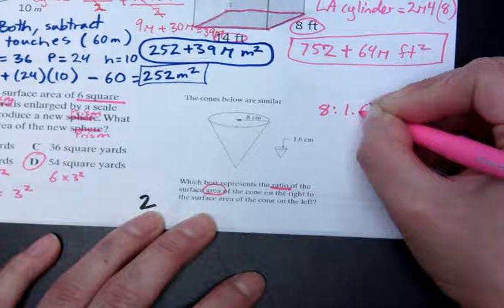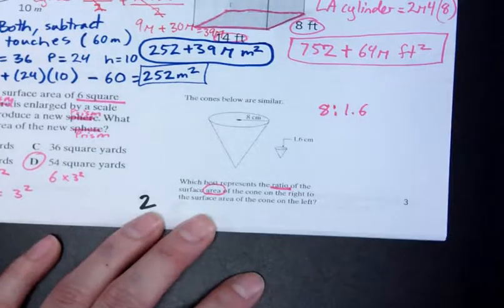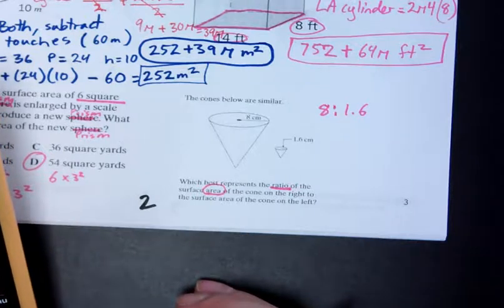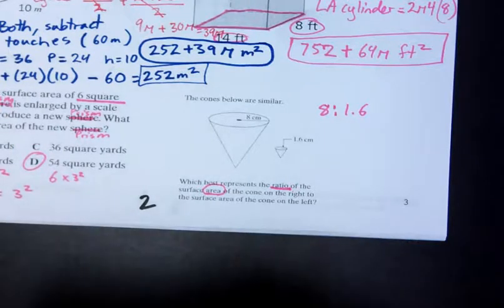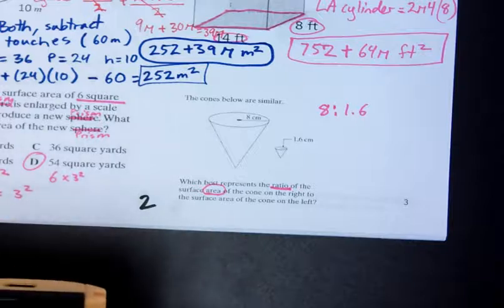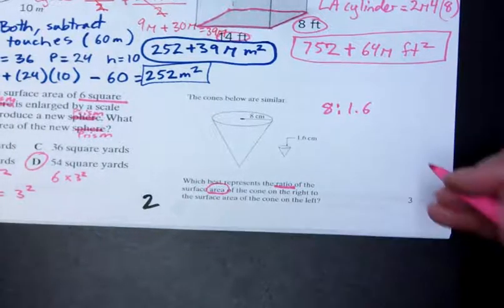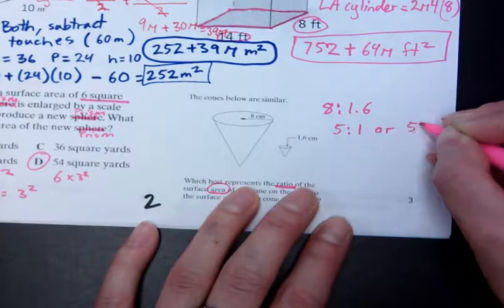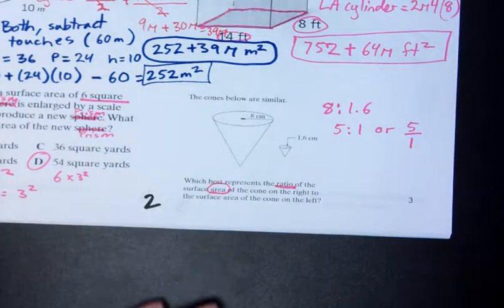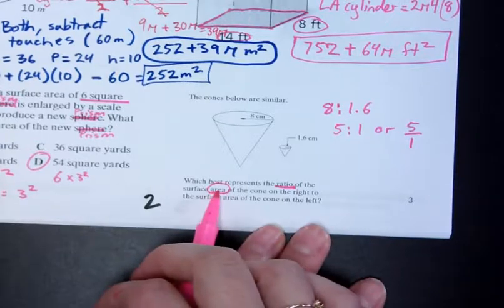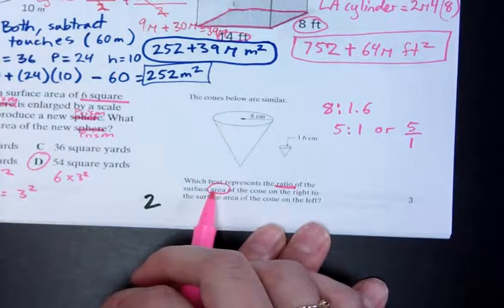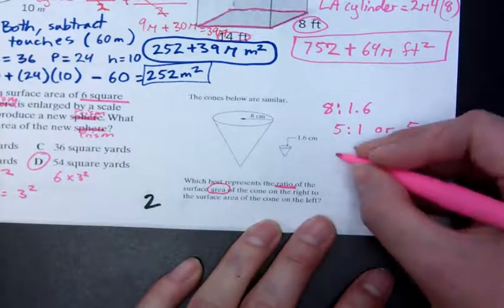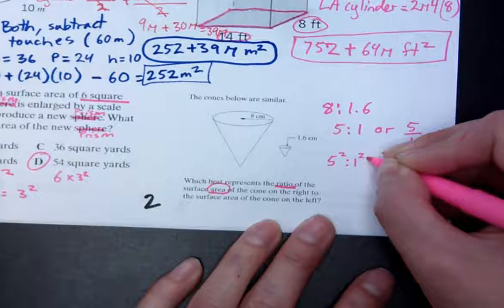So if I did 8 to 1.6, what does that simplify to if you type it in your calculator? It's 8 divided by 1.6. Oh, it's 5. So that simplifies to 5 to 1, or 5 over 1, depending which way they want you to put it in. When we're talking about the ratio of the area, what are we going to do to that 5 and 1? Square. So area is squared, so it's going to be 5 squared to 1 squared, which equals 25 to 1.